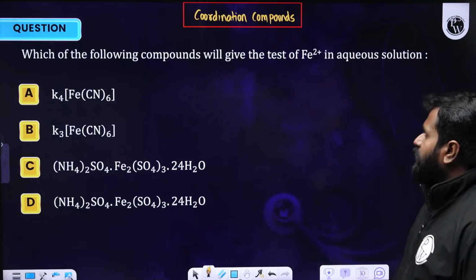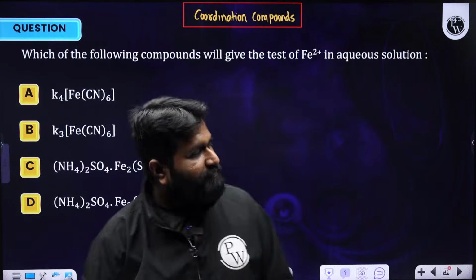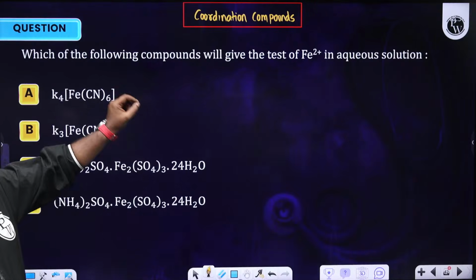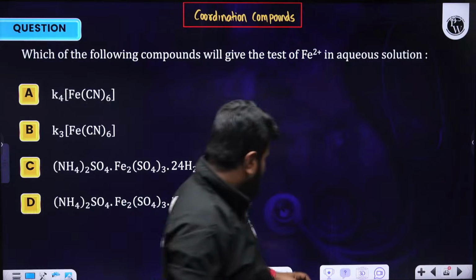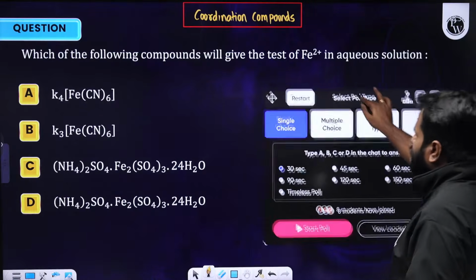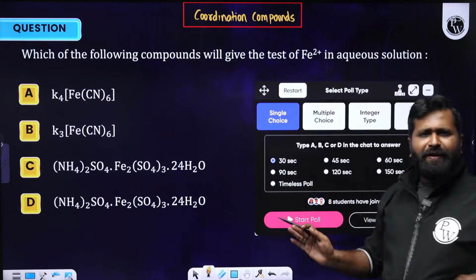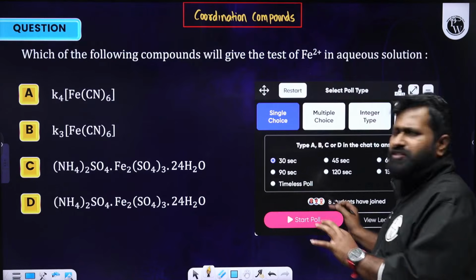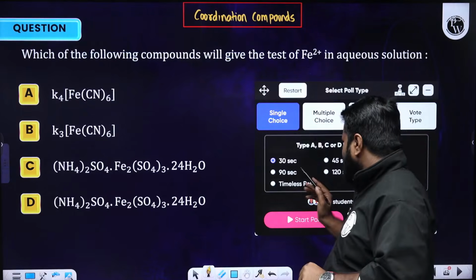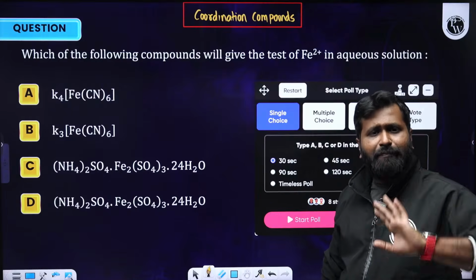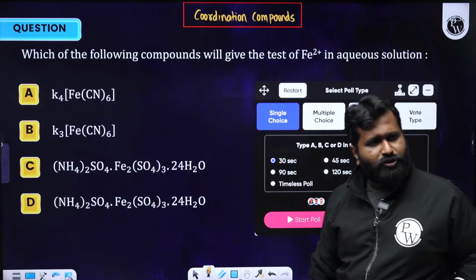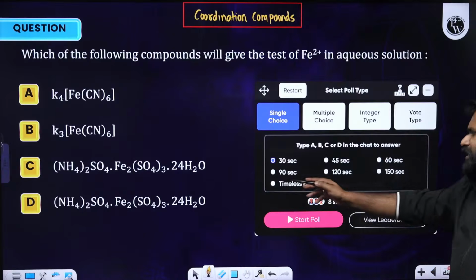Which of the following compounds will give the test of Fe2+ in aqueous solution? So let me start the poll. Very simple. There is no separate method. Once I start the poll, try to tell your answer in the comment section. Automatically things will be captured here. It is clear. Try to answer, my dear students.